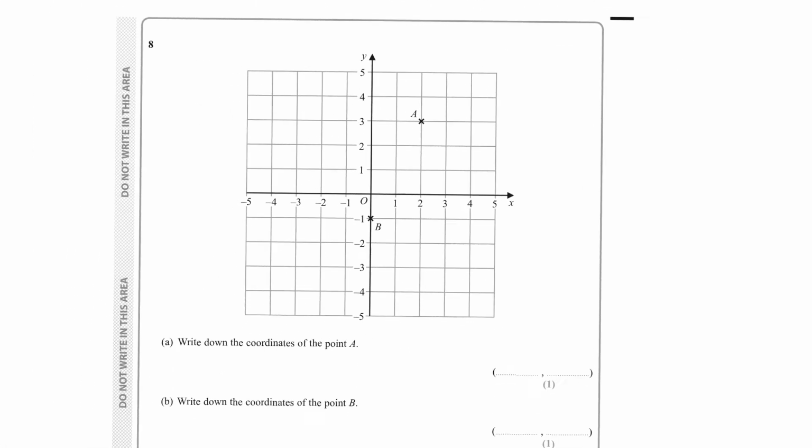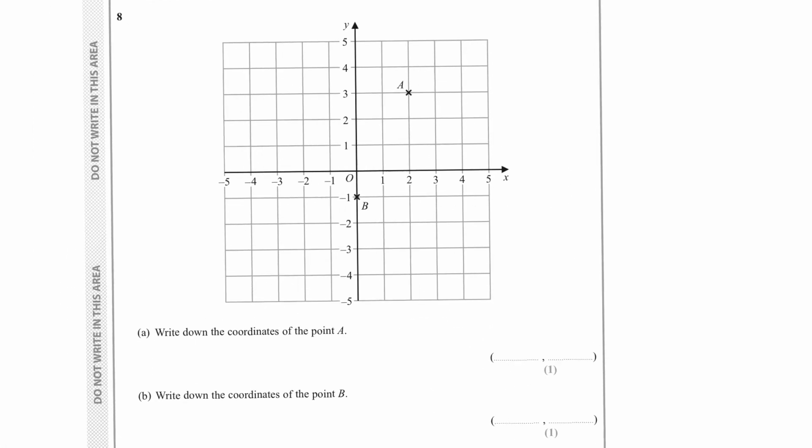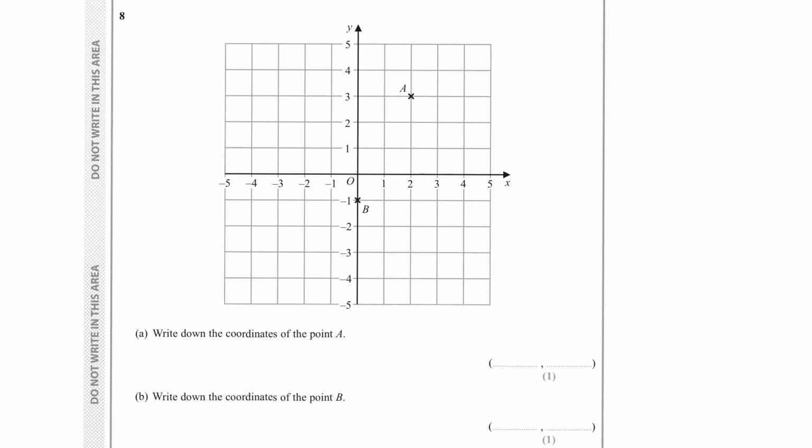Then having a look at question 8. So question 8 has given us a graph and it basically wants us to write down the coordinates of point A. So remember, with coordinates, you write the x value first and the y value second. So our x is 2, our y is 3. So it is going to be 2, 3. Then it says write down the coordinates of point B. So point B is here. So our x value for it is 0 because it's along the 0 part of the x axis. And our y is minus 1.